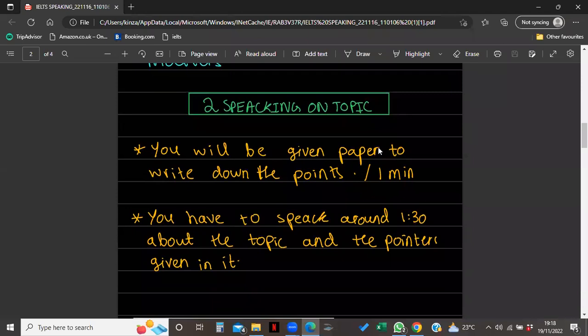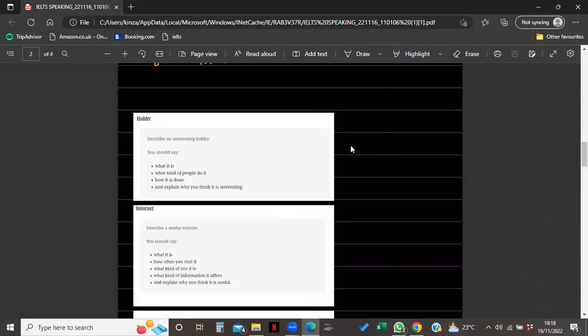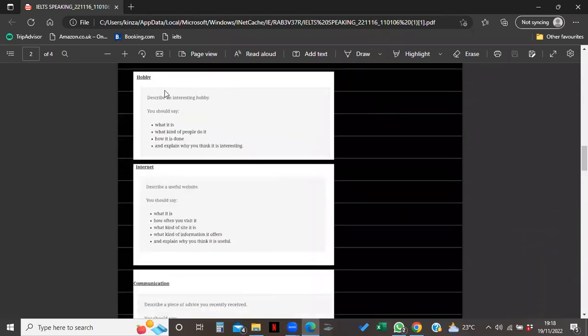Now you will be given paper to write down. You have to speak around this. Now it could be like this. It could be about your hobby, internet, communication, anything. So what is it, right? What's your hobby? What kind of people do it, right? How is it done, right? So if I talk about crypto, how do I indulge in it? How do I deal with the whole process, and explain why you think it is interesting, right?